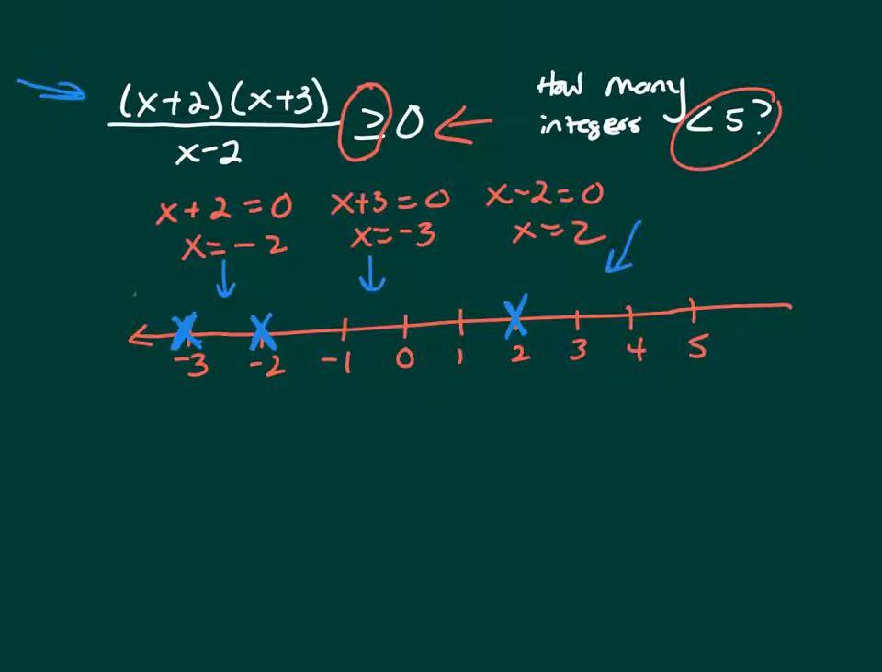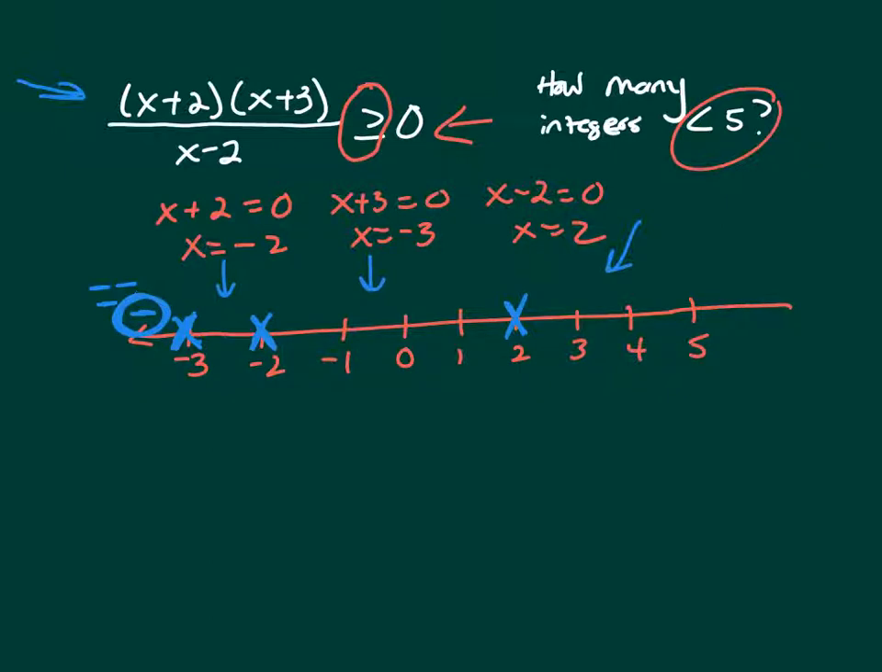So let's take negative 4. Negative 4 plus 2 is positive or negative? It's a negative. Now you got x plus 3. Negative 4 plus 3, that also gives you a negative number. And in the denominator, you got negative 4 minus 2, which is negative 6. That's negatives. What would be 3 negatives? That would be negative.